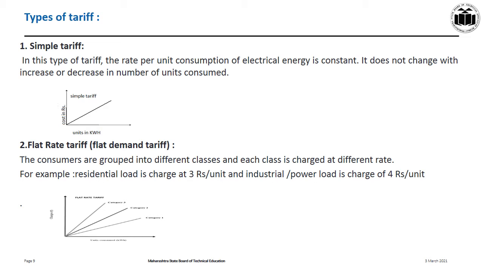Number 2 is the flat rate tariff. Before we discuss the flat rate tariff, there are different categories: category 1, category 2, category 3, as shown in the picture. These are the types of consumers. It may be domestic, commercial, or industrial. The consumers are grouped into different classes and each class is charged at a different rate. We can see that the slope is different. For residential it is 3 rupees, for industrial it is 4 rupees per unit. So this is a flat rate tariff.